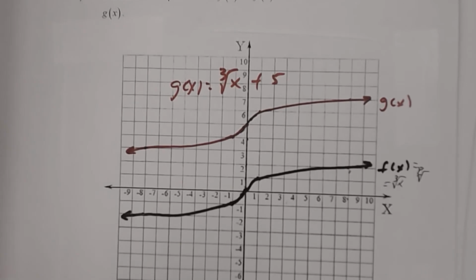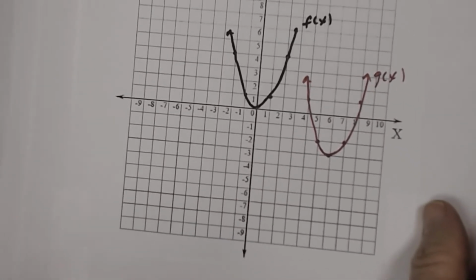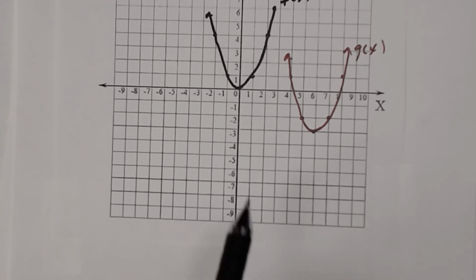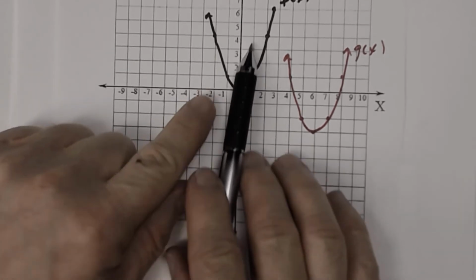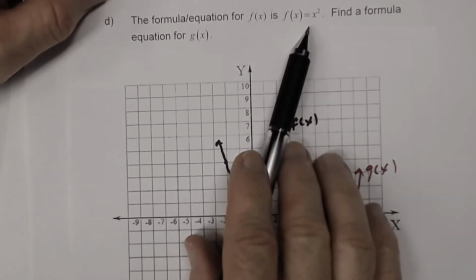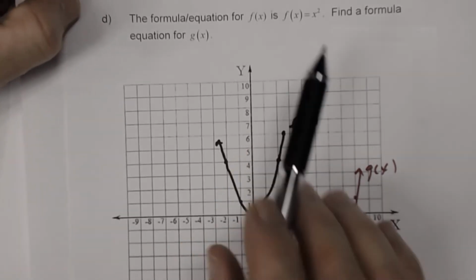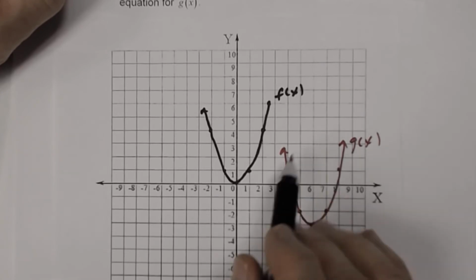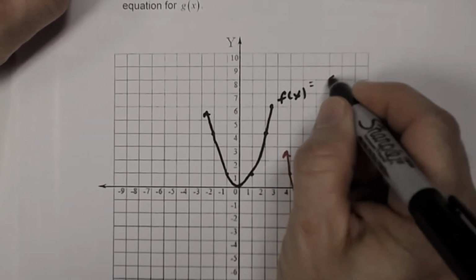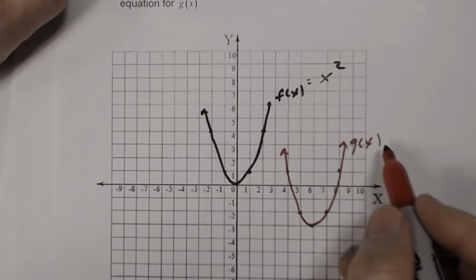All right, so let's see. Okay, then D is this. So here's D. And so notice that f of x is your basic function, and that's your square function. That's x squared. Okay, and you want to come up with a formula for this one. You want to come up with what's the equation for this one. So you know that this is x squared.